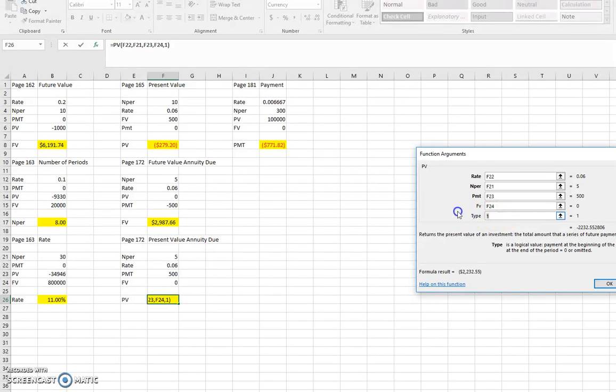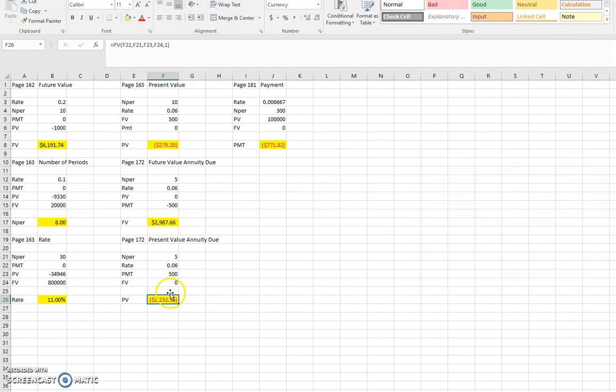If I take the type out, I'm just going to show you what happens. Well, let's just notice this 2232. But if I take that out, notice it goes to 2106, so it's a smaller amount. Because it gets that whole year to earn a return on it. But let's put that one back in, and we get that number back in the textbook.